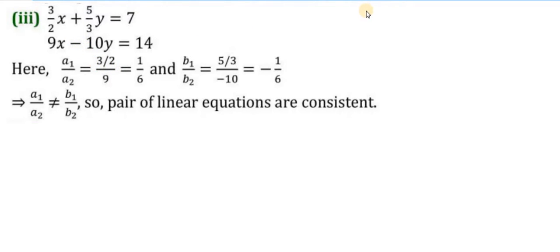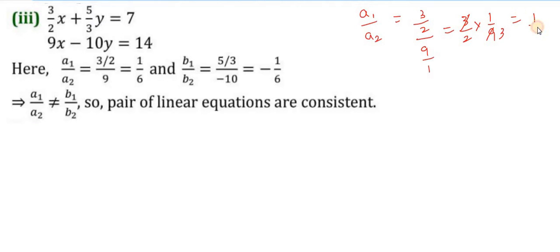So here a1 divided by a2 is equal to 3 by 2 divided by 9. Nothing is there in the denominator, so I can write it as 1. Therefore it is 3 by 2 into the reciprocal. If you take the reciprocal, you'll get 1 by 9. So 3 ones are 3, 3 threes are 9, which is equal to 1 by 6.